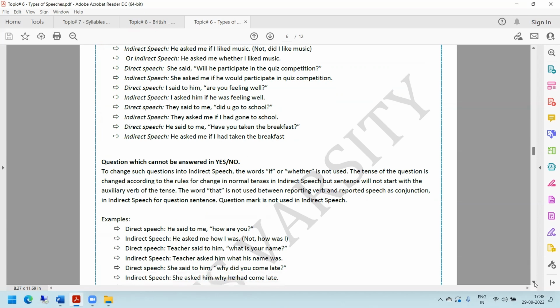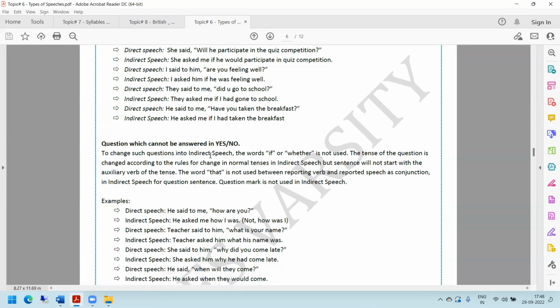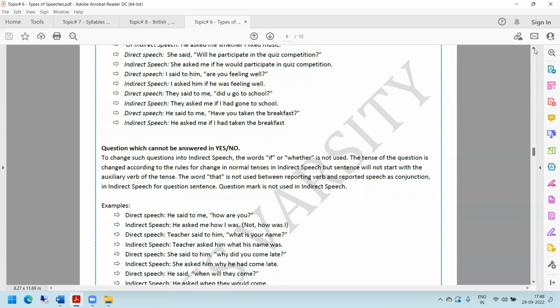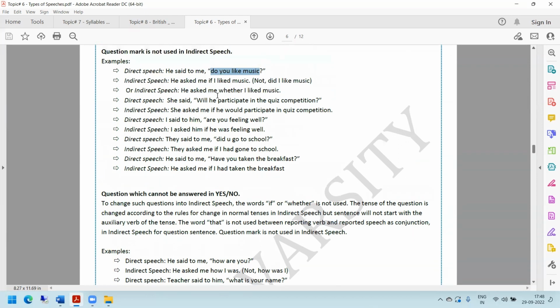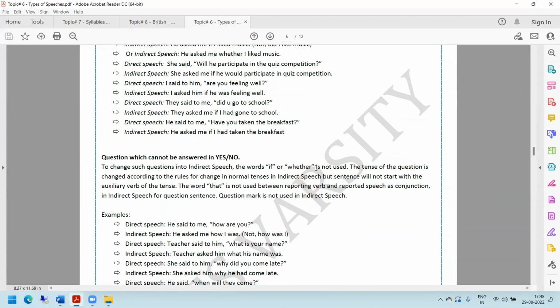Now, another thing. Questions which cannot be answered in yes or no, that is our WH question. To change such questions into indirect speech, the words if or whether are not used. So you can see here, if we are converting a simple question into indirect speech, if or whether is used, right? And for a WH question, if or whether is not used.